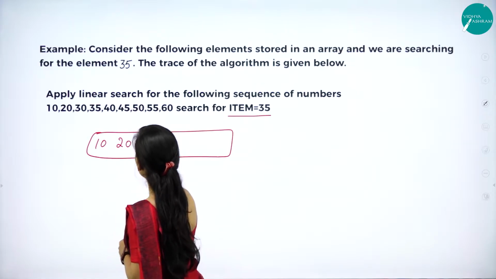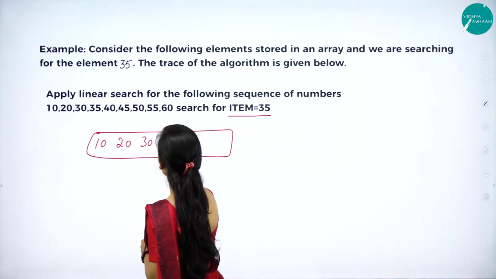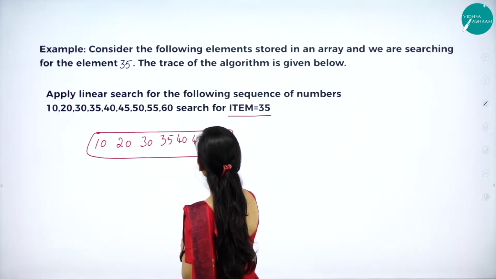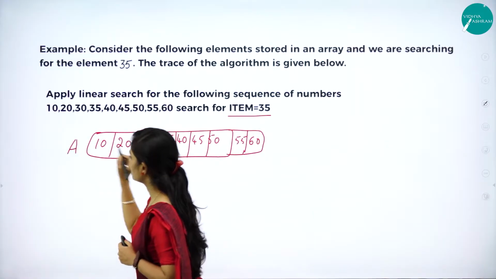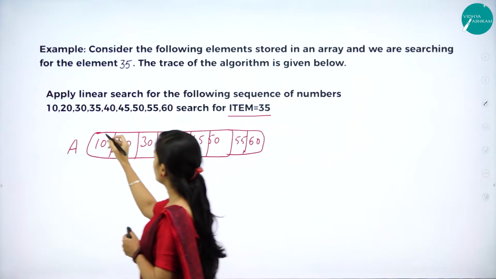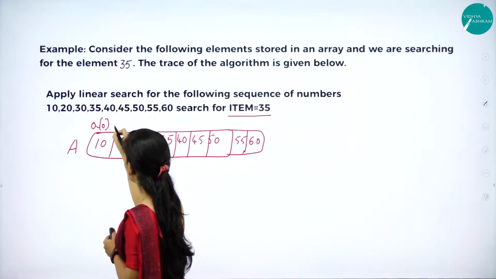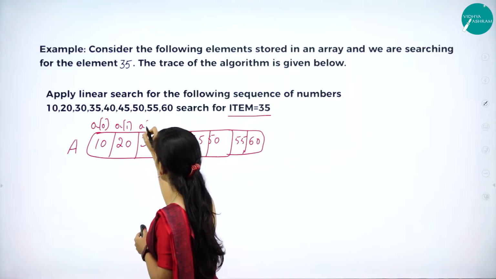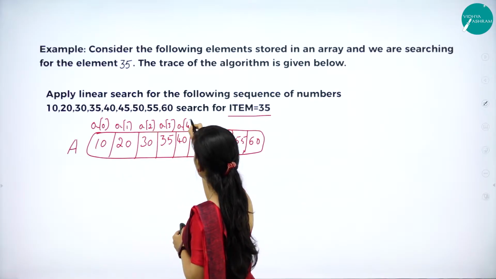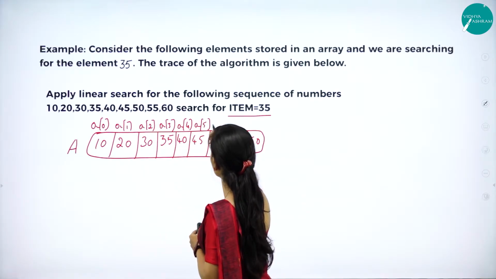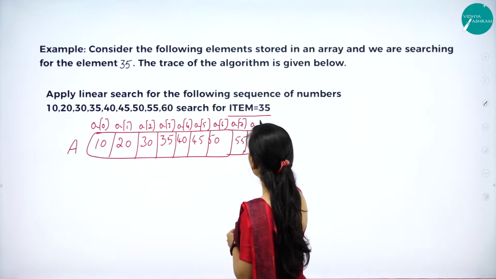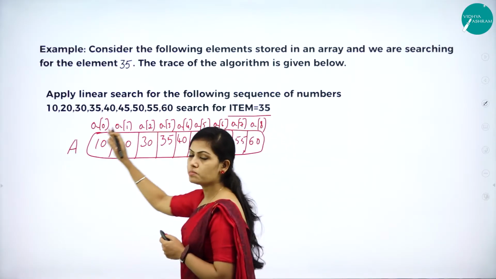10, 20, 30, 35, 40, 45, 50. This is the name of the array. We have 9 elements. So the index starts from A of 0, A of 1, A of 2, A of 3, A of 4, A of 5, A of 6, A of 7 and A of 8. So the index runs from 0 to 8.